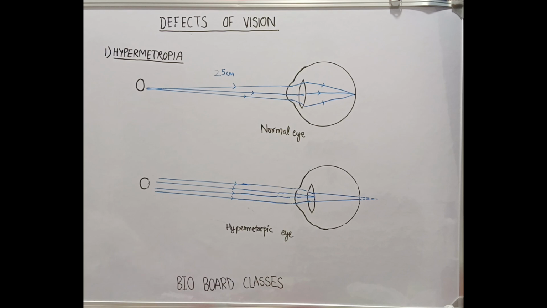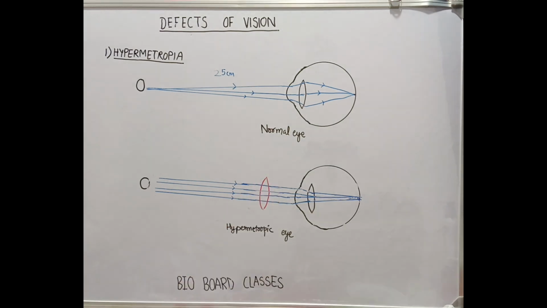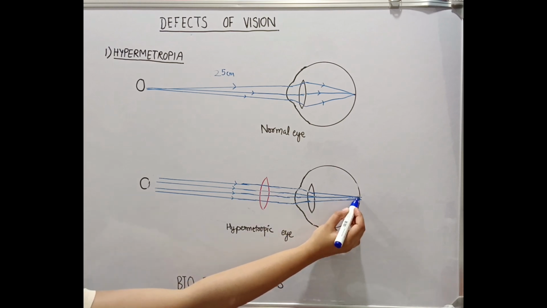So how to correct this? In order to correct this, we use a convex lens. Here a convex lens is used. Convex lenses help bend the light rays inward so they focus properly on the retina.